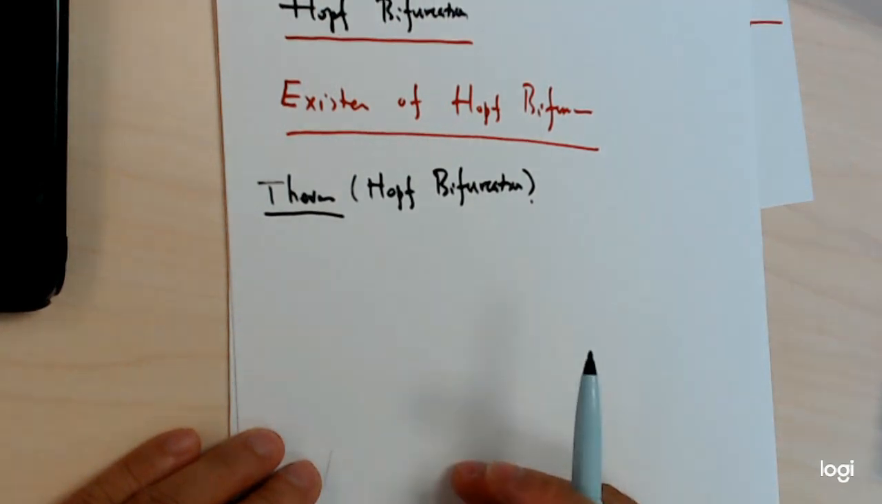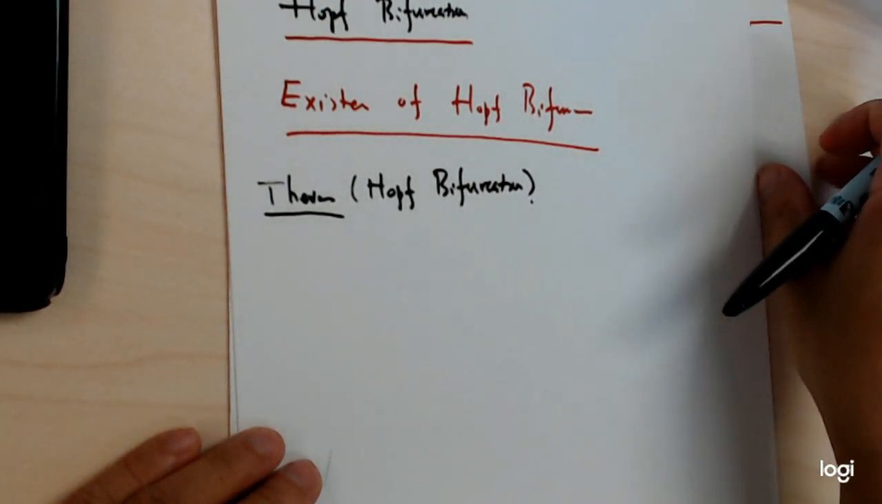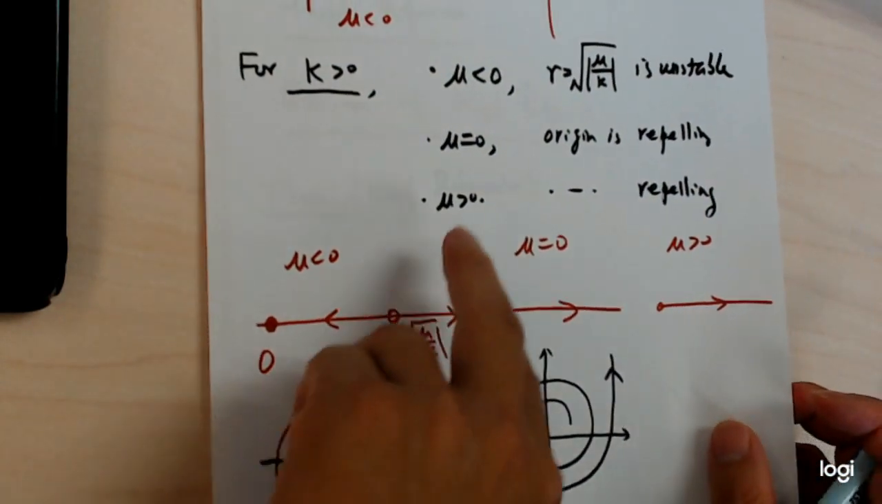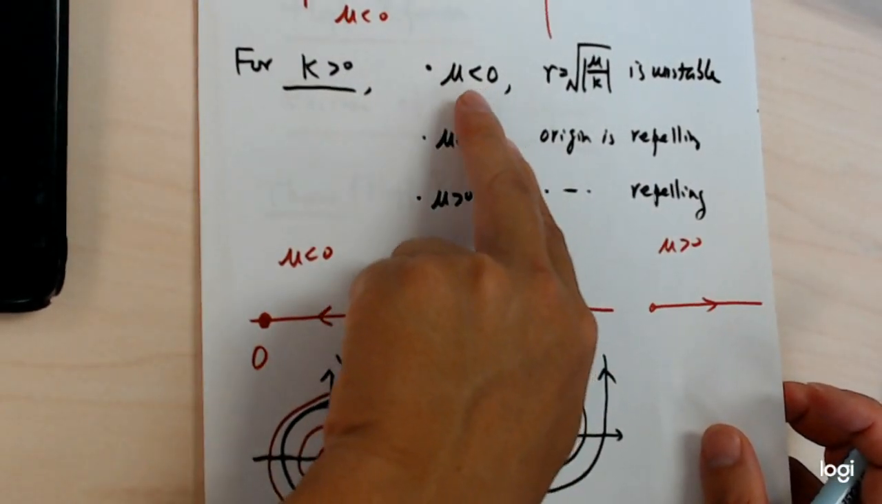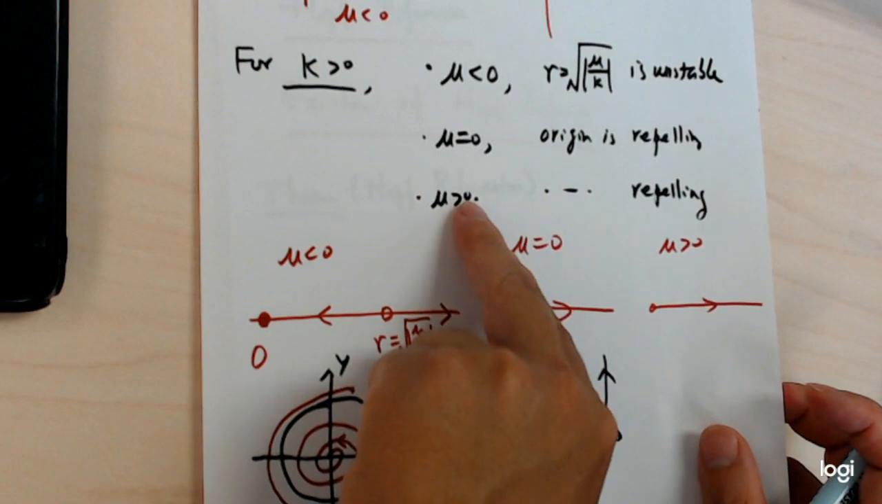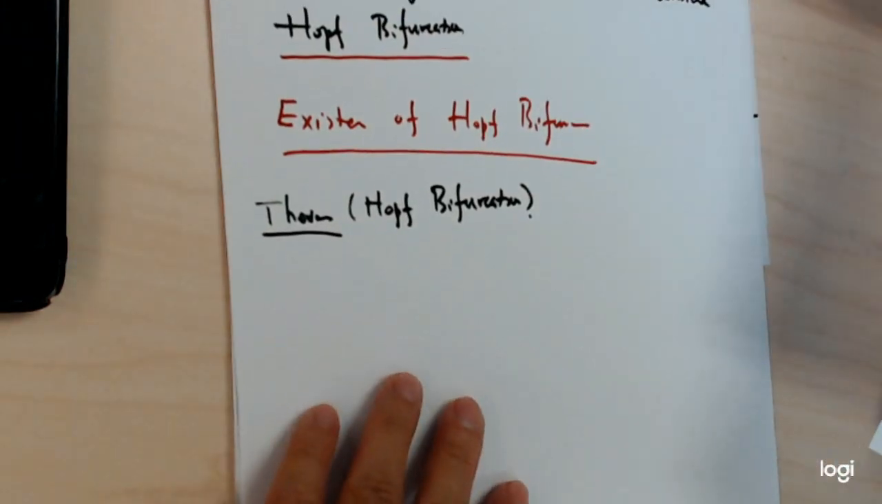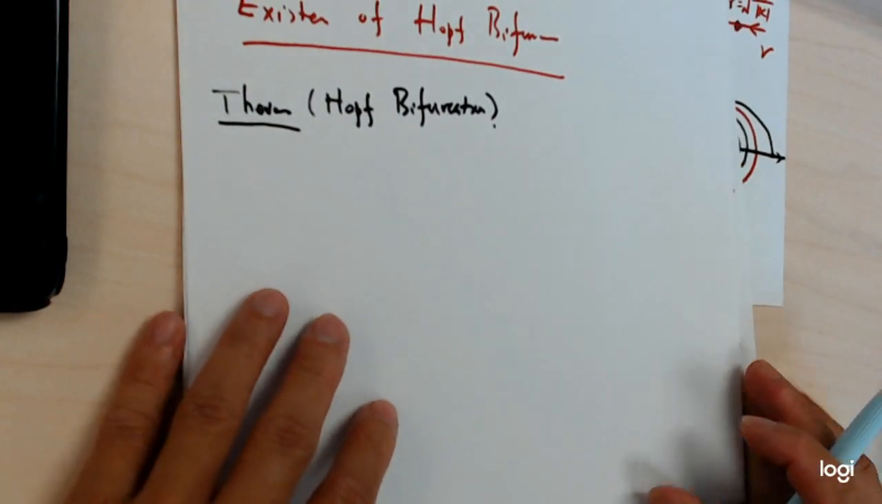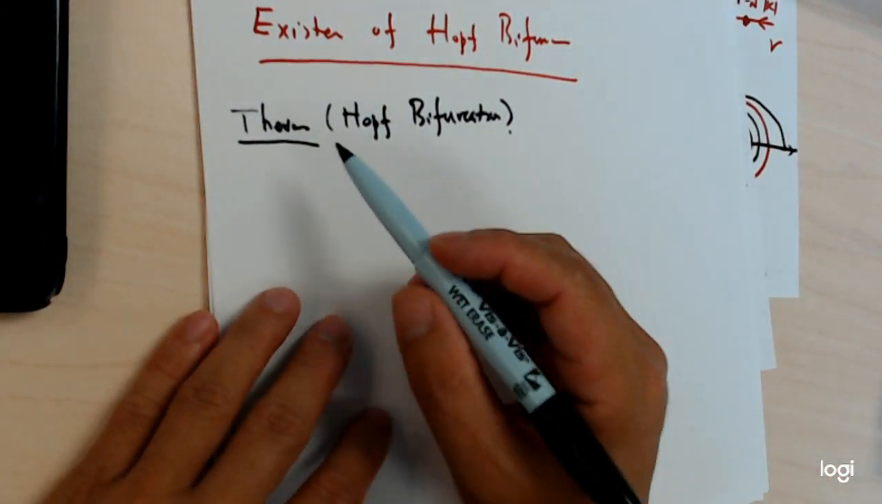Hopf bifurcation. In our previous example, what you notice is when mu goes from negative and crosses over to positive, you will have some periodic solution popped up. How about in general?